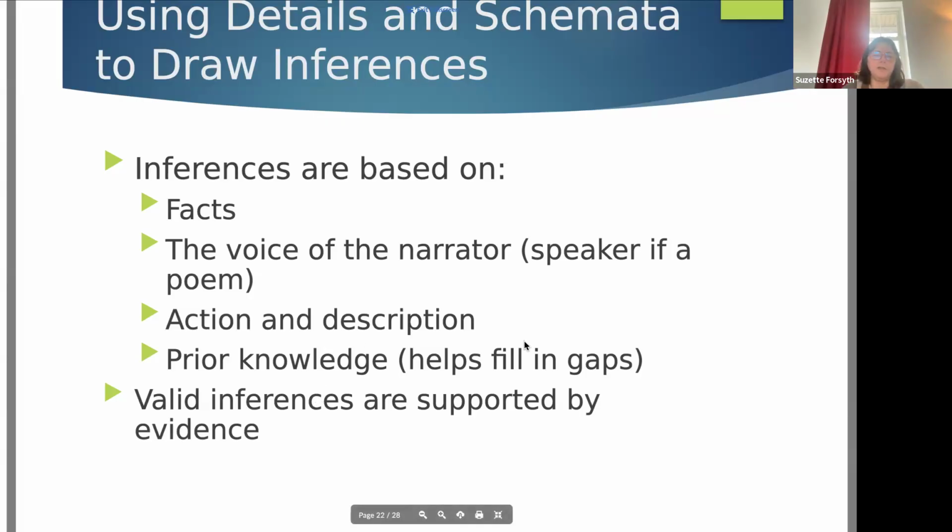So prior knowledge fills in the gaps, what the text is missing out on or not giving you any information on, fill that in with what you know. And then to check if your inference is valid, did I make a good inference? Make sure that everything that the text says supports what you've decided is the answer to whatever question you're answering or whatever conclusion you're drawing. It can't go against what the text says, in other words.